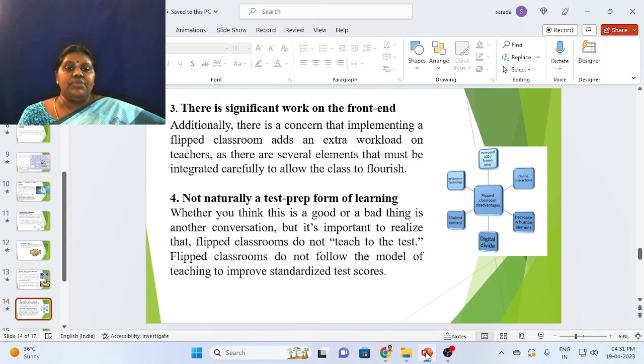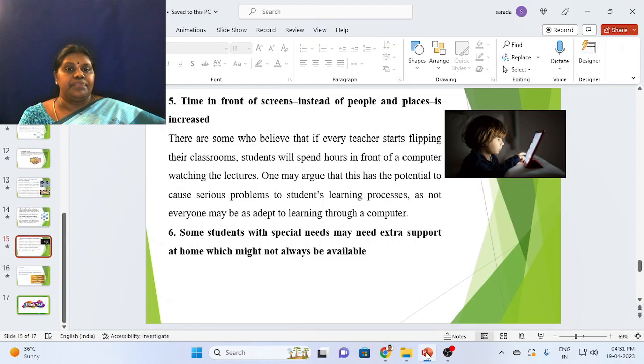Next disadvantage is it is not naturally a test preparation form of learning. Whether you think this is a good or a bad thing is another conversation, but it is important to realize that flipped classrooms do not teach to the test. Flipped classrooms do not follow the model of teaching to improve standardized test scores.